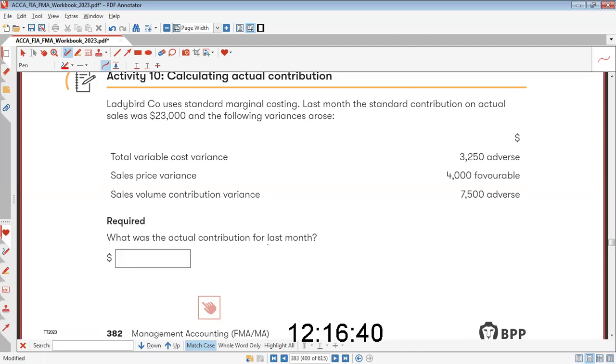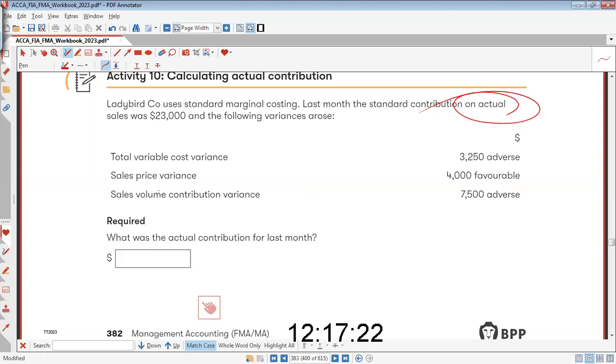This one was the simplest of things. You have the answer in 30 seconds. I see you want to write formulas, but not everything is complicated. You're used to complicated things. So they're saying last month the standard contribution on actual sales.